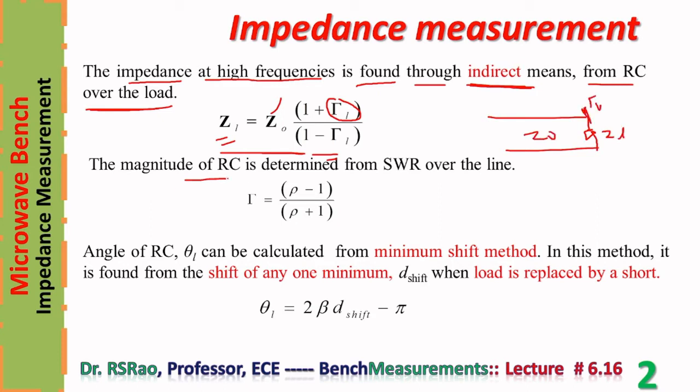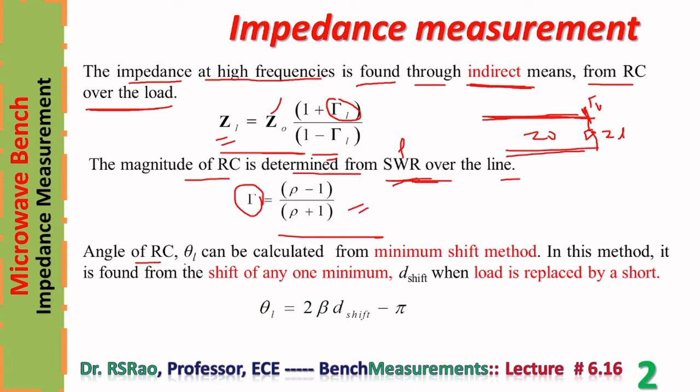The magnitude of reflection quotient is determined from SWR over the line. When the line is lossless, the magnitude of reflection quotient can be found from the SWR over the line. The symbol for SWR is rho. The relation is: magnitude of gamma equals (rho minus 1) by (rho plus 1). Magnitude remains the same over the line when the line is lossless. Therefore, gamma L magnitude can be found from SWR using this relation.